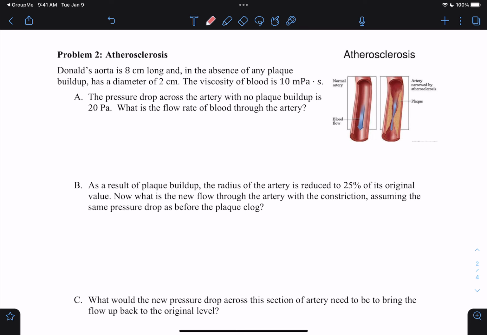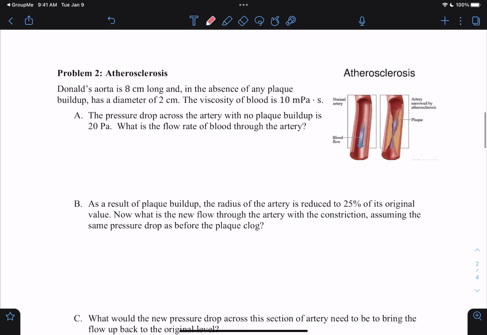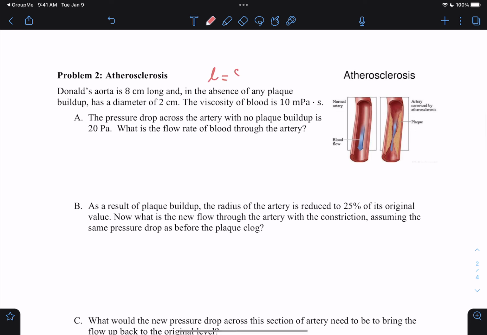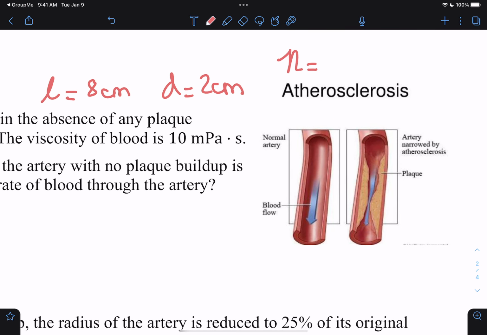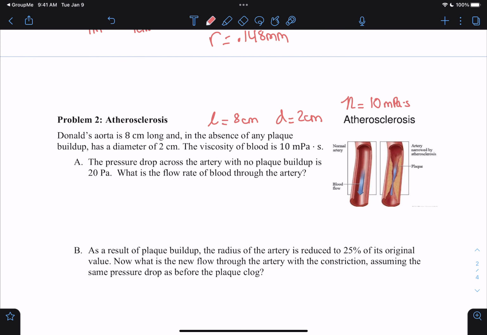All right, now that we have all this information, right, that the aorta is 8 centimeters long, you can say that's our length, and then we have a diameter of 2 centimeters. The viscosity of blood is 10 millipascal seconds, right? I have all that information. Now it's saying, right, the pressure drop across the artery with no plaque buildup is 20 pascals. What is the flow rate of blood through the artery?